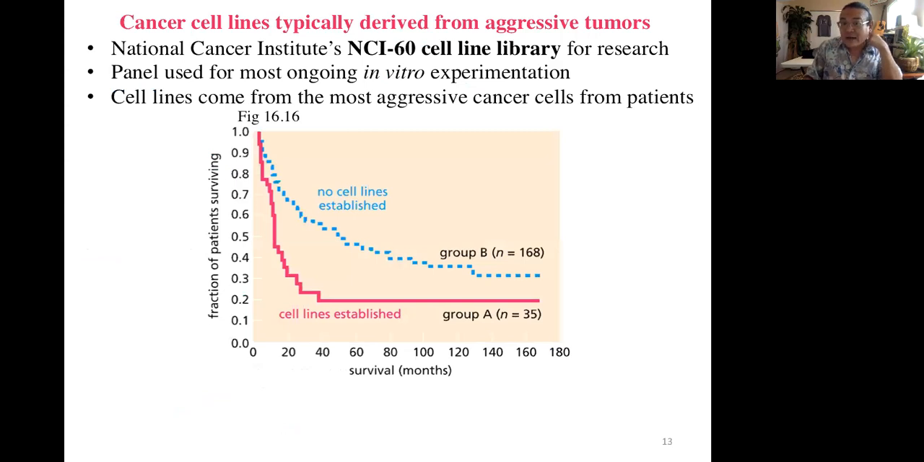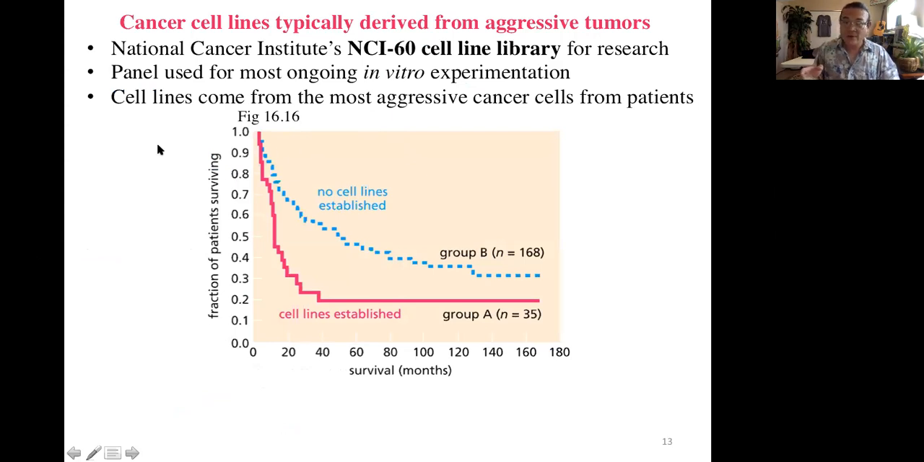Okay, so a number of cell lines are available from the National Cancer Institute if you're running a research lab and you want to have different cell lines representing different cancers for you to test a drug on. We call this the NCI 60 cell line library. These are the most common cell lines that are used for in vitro experiments.